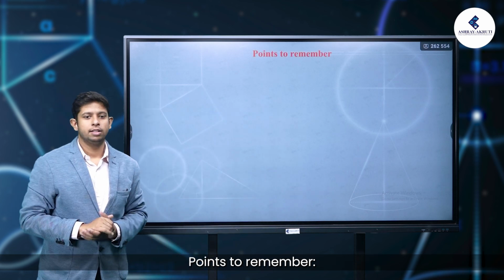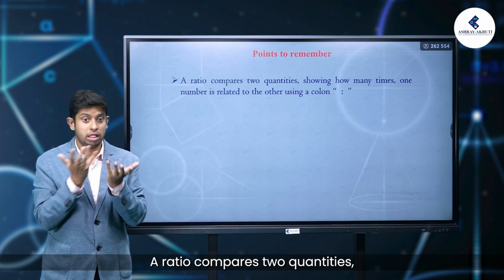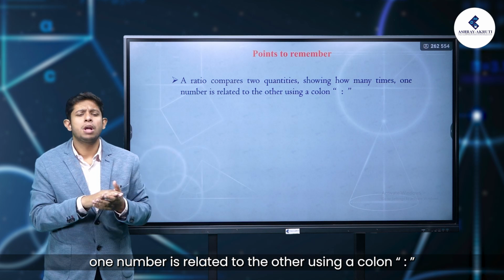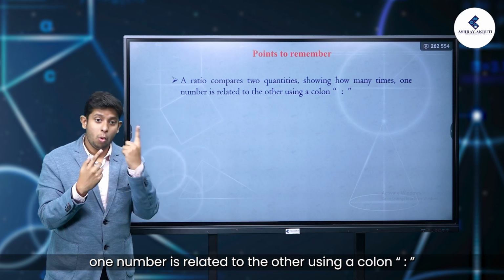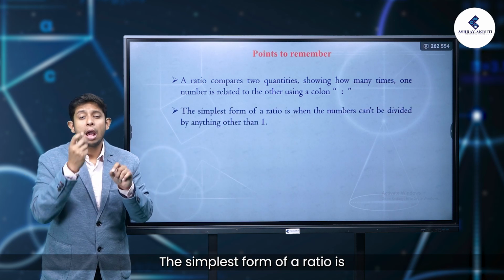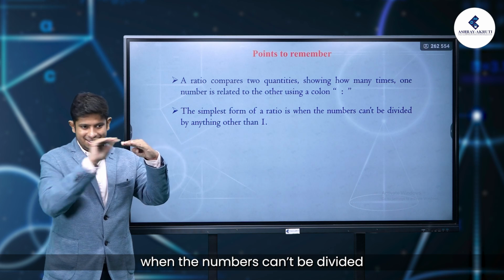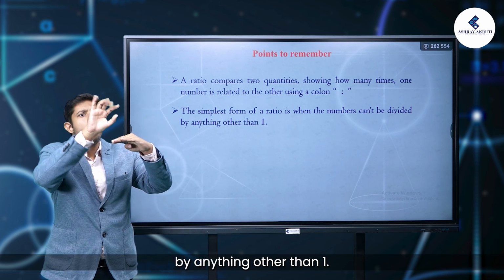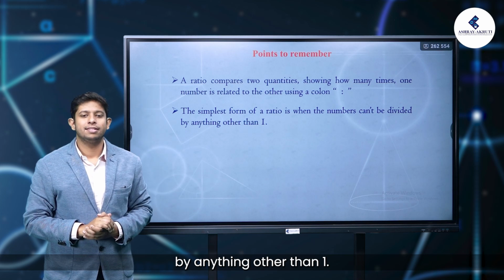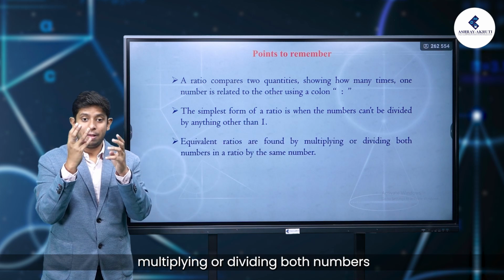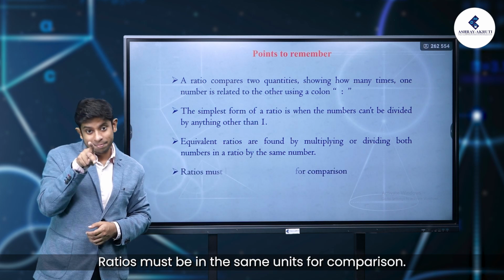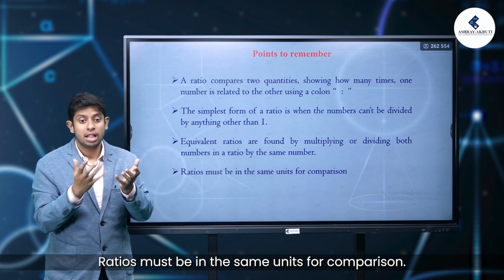Points to remember. A ratio compares two quantities showing how many times one number is related to the other using a colon. The simplest form of a ratio is when the numbers can't be divided by anything other than 1. Equivalent ratios are found by multiplying or dividing both numbers in a ratio by the same number. Ratios must be in the same units for comparison.